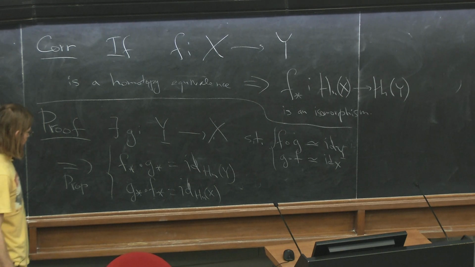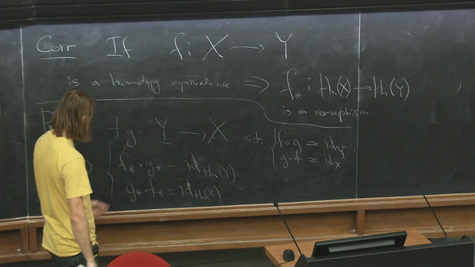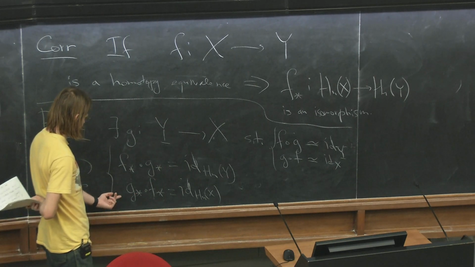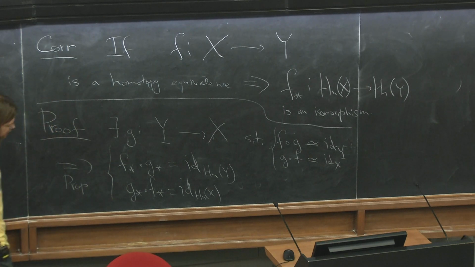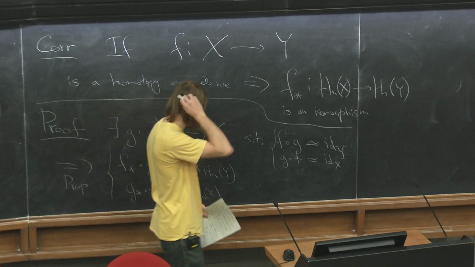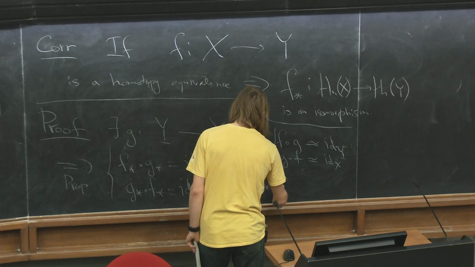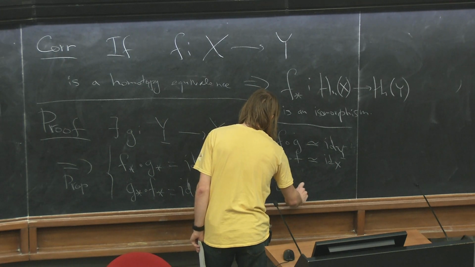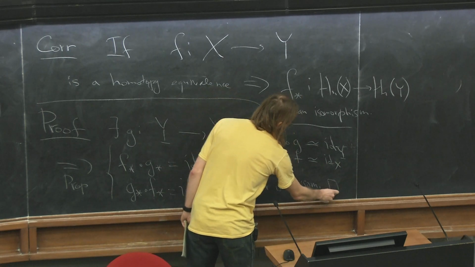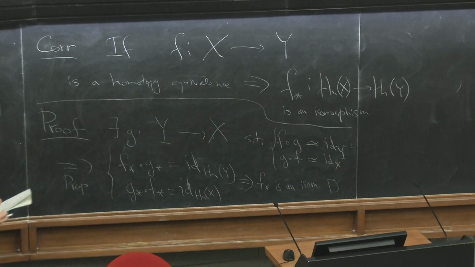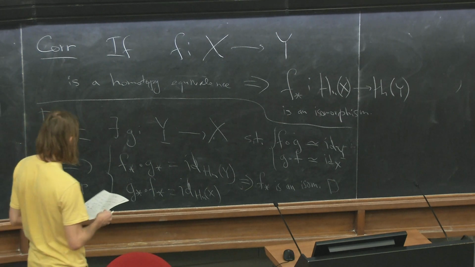Well, this means that we had some homomorphism F star, and G star is both its left and right inverse. And this immediately implies that F star is an isomorphism. Any questions?